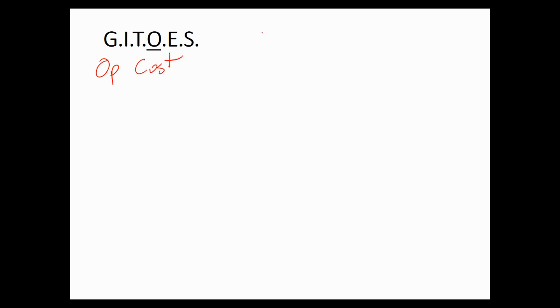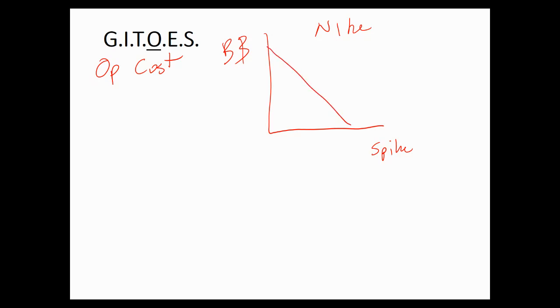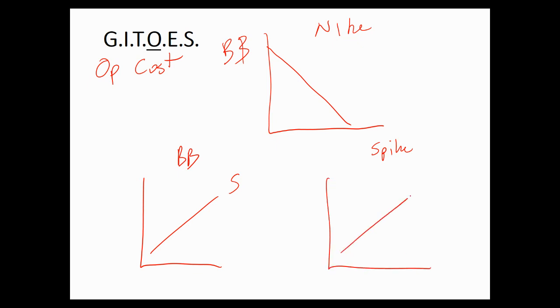Now, this one's pretty interesting. Let's say we choose Nike, and they can produce basketball shoes and football spikes. Right here, this is the production possibility frontier. And let's say here's the supply curve for basketball shoes. Here is the supply curve for spikes. And we have price, quantity, quantity.